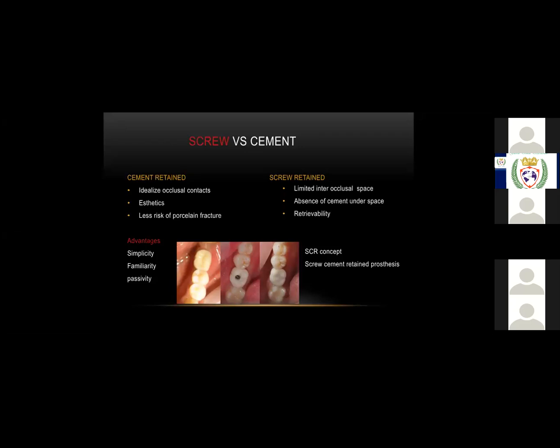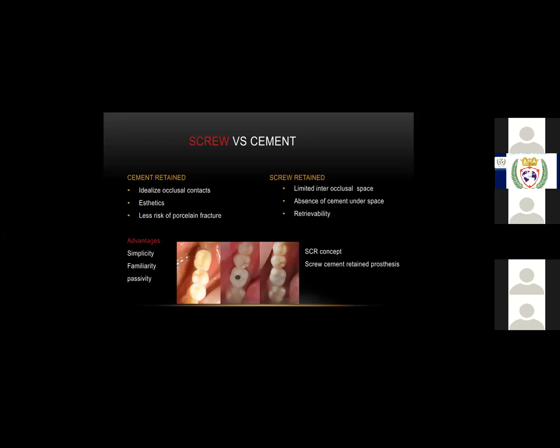And in one study, 60% of peri-implantitis happened due to the excess cementation which was left and not removed below the crowns. You can reduce the peri-implantitis because you can retrieve these prostheses and you can clean it up. You can keep your gingiva.